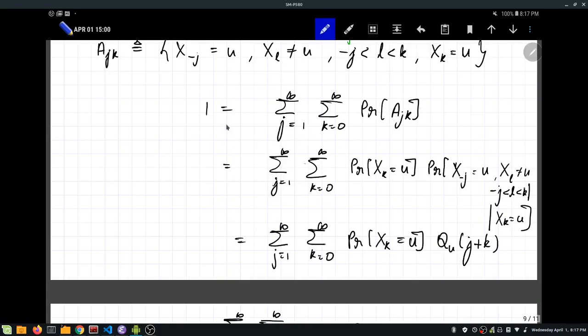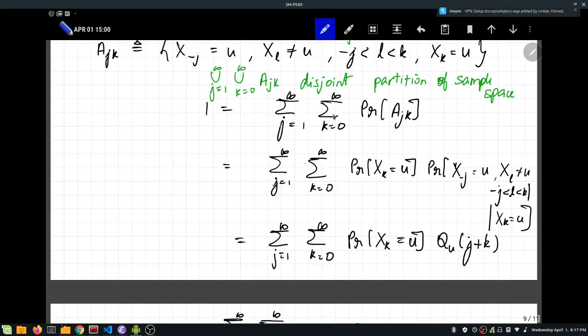If you look at the union of all these A_jk, so the union over all possible j from 1 to infinity and k from 0 to infinity, they are all disjoint, and this actually is not just disjoint but they form a partition of the entire sample space. Therefore, the sum over all possible j from 1 through infinity, and k equal to 0 to infinity, of the probability of A_jk is equal to 1.